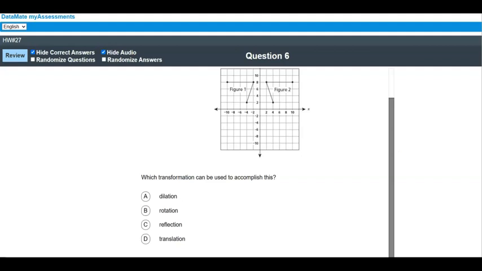Question number 6 asks us to identify the transformation that takes figure 1 onto figure 2. So you notice figure 1 over here, it has a feature that's kind of pointing to the left, but now it's kind of pointing to the right. So it's changed its orientation, or it has flipped over. And a flip is a reflection. And if it reflects over this axis here, then it's a reflection over the y-axis.